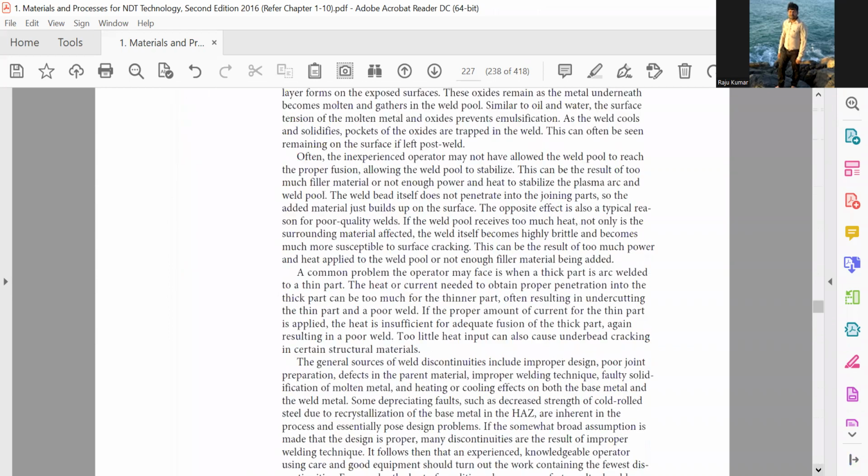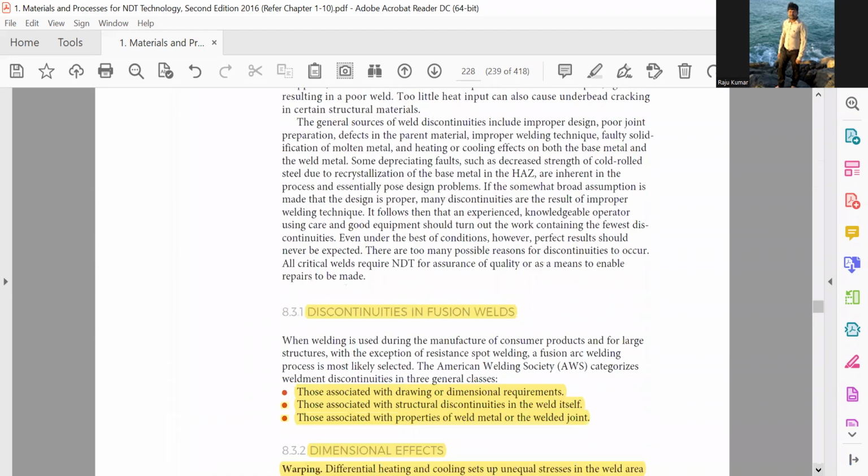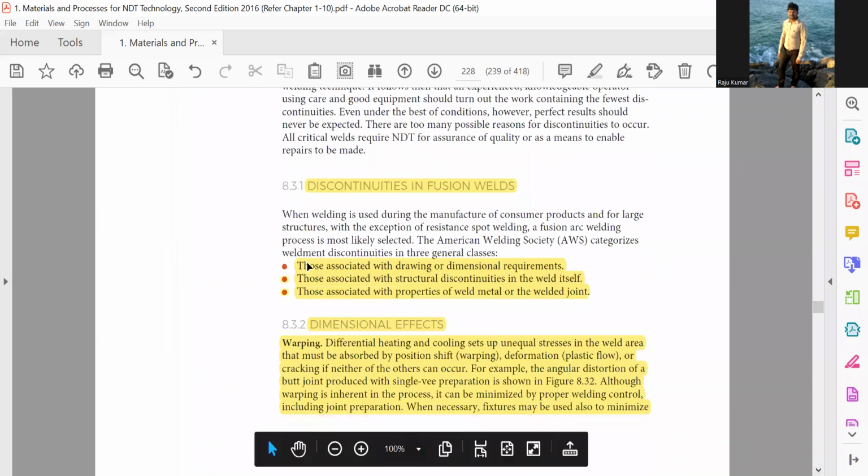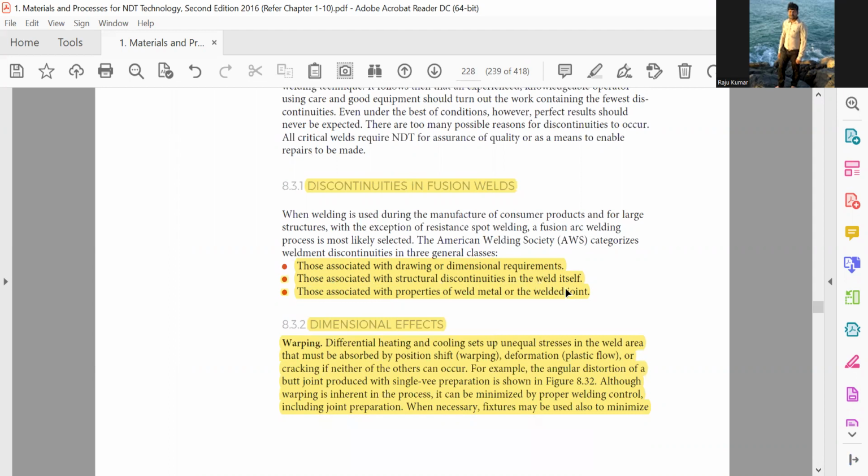Discontinuities in welds. You all know all this. It's not new to us. Those associated with drawing and the dimension requirements, those associated with structural discontinuities in the weld itself, and those associated with properties of the weld metal and welded joint.